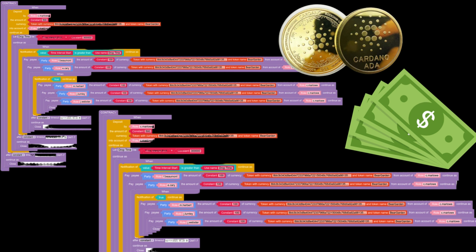With the parties defined, we structure the contract as a sequence of actions. Alice deposits her ADA, then Bob deposits his dollars, followed by Alice's deposit being paid to Bob and Bob's deposit being paid to Alice. For each step, we specify a timeout and what happens if the step isn't completed, typically refunding any prior deposits.